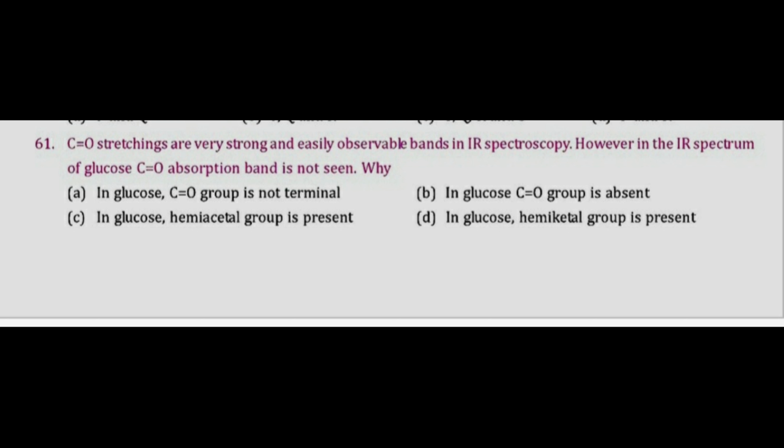B, in glucose, C double bond O group is absent. C, in glucose, hemiacetal group is present. D, in glucose, hemiketal group is present. The correct answer for this question is option C. In glucose, hemiacetal group is present, or anomeric carbon is present in carbohydrate. Question number 61, C is the correct answer.